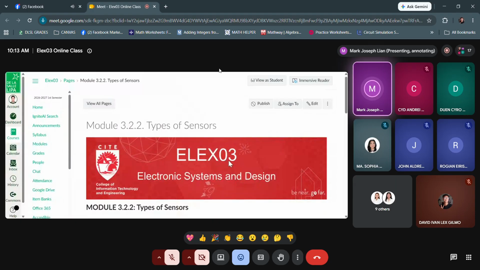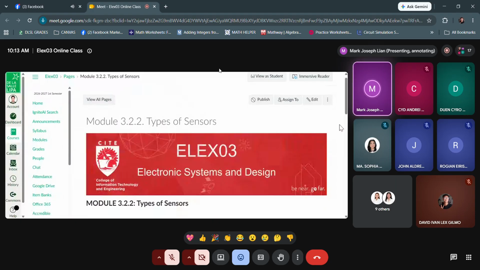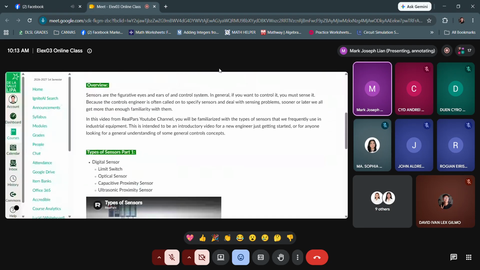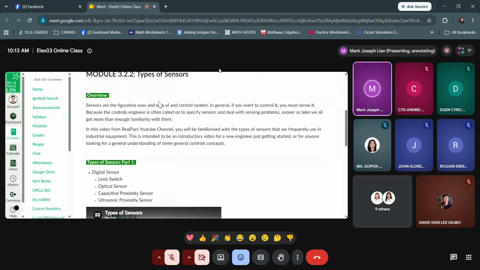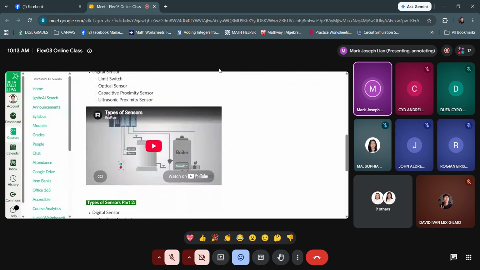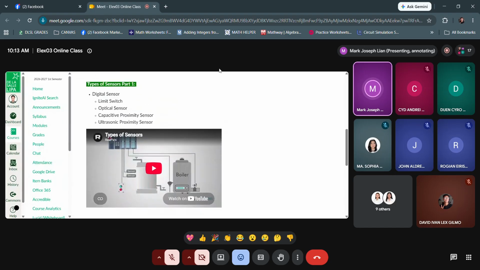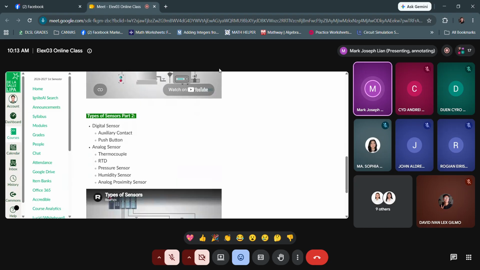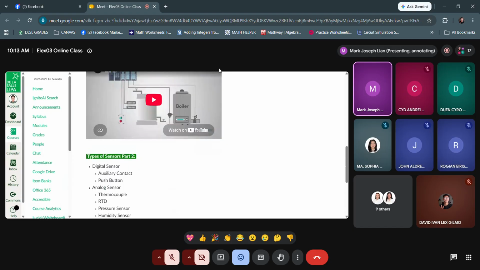Okay, let's go to the first type of transducer, the sensor. So we have a different type of sensor. So sensors are the figurative eyes and ears of the control system. So there is a video here demonstrating the different type of sensor. So first is about different digital sensor and analog sensor. Let's take a look at this video.